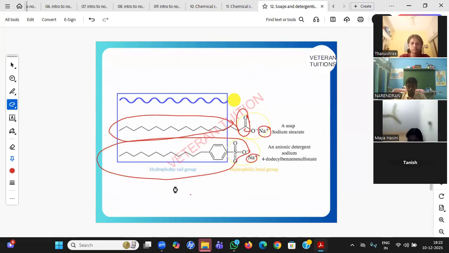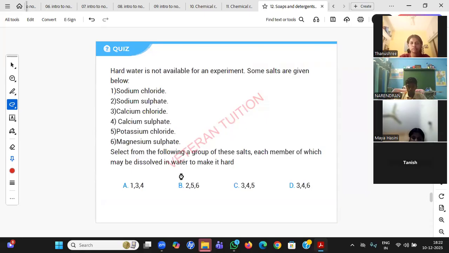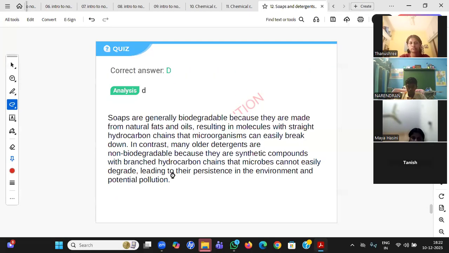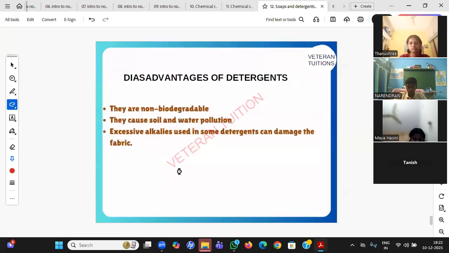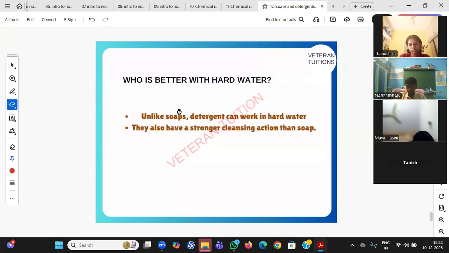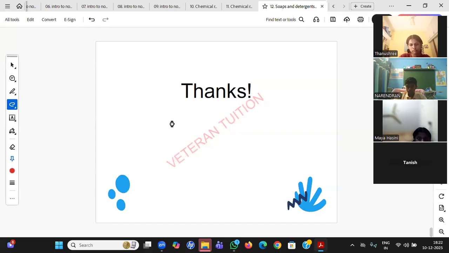Now the detergents are helpful. Detergents can be used in hard water also. Micelle formation will take place, and we can happily use detergents in hard water. I have given some advantages and disadvantages during our regular session. That's fine. With this, we have completed the revision of this chapter.